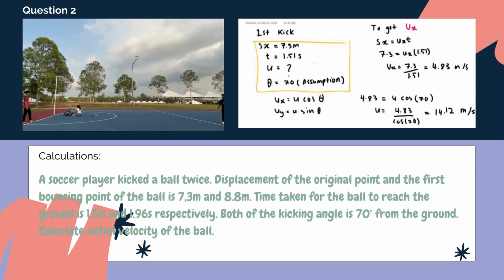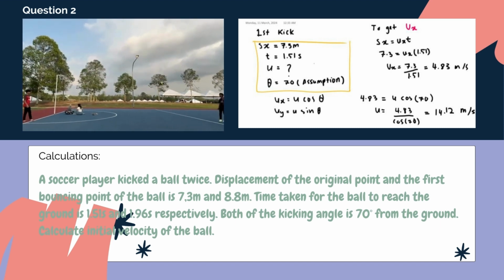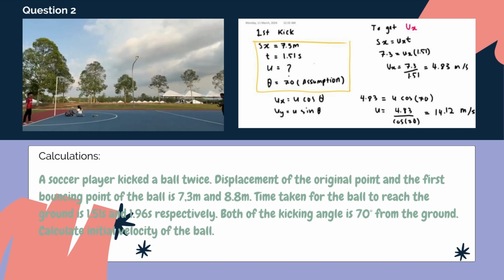Now we are calculating for the first kick. We got Sx equal to 7.3 meters, time equal to 1.51 seconds, and the angle is 70 degrees. To get Ux, we use the formula Sx equal to Ux t. By using the values, we will get Ux equal to 4.83 meters per second. By using the value of Ux, we can calculate the value of U, which is 14.12 meters per second.